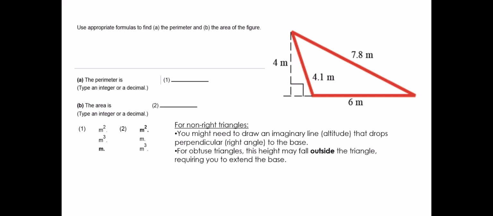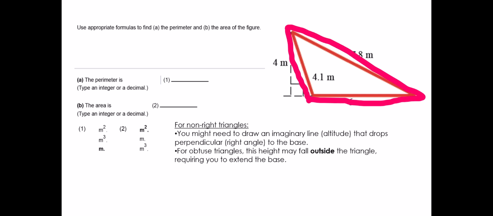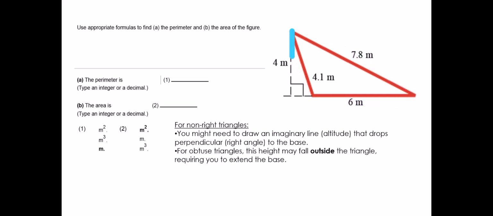For any figure we look at, except for the circle, when we want to find the height or the altitude, it's always going to be 90 degrees. Here is our triangle, and here is our height. It's 90 degrees straight up.